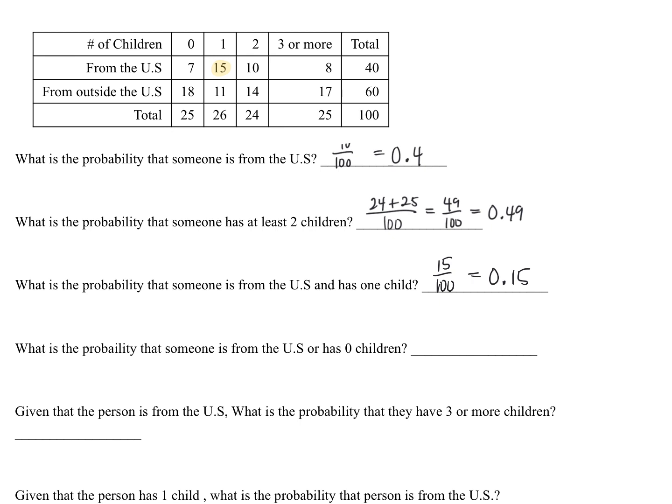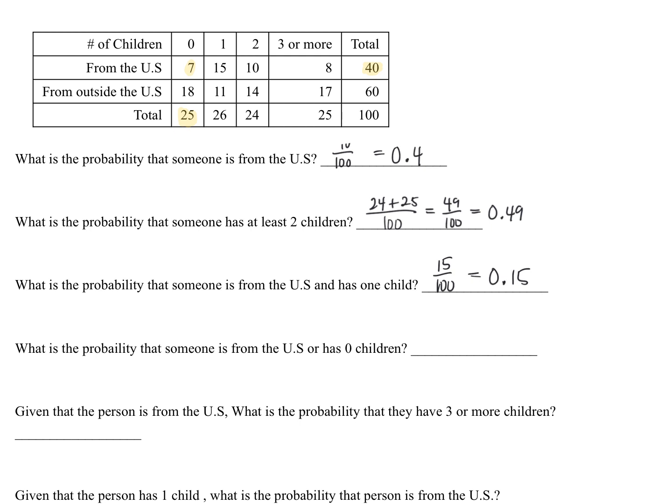Okay, next we have, what's the probability that someone is from the US or has 0 children. So from the US is 40 and 0 children is 25. But notice there's a piece that overlaps here, which is 7. So you're going to have to take that away from the total.